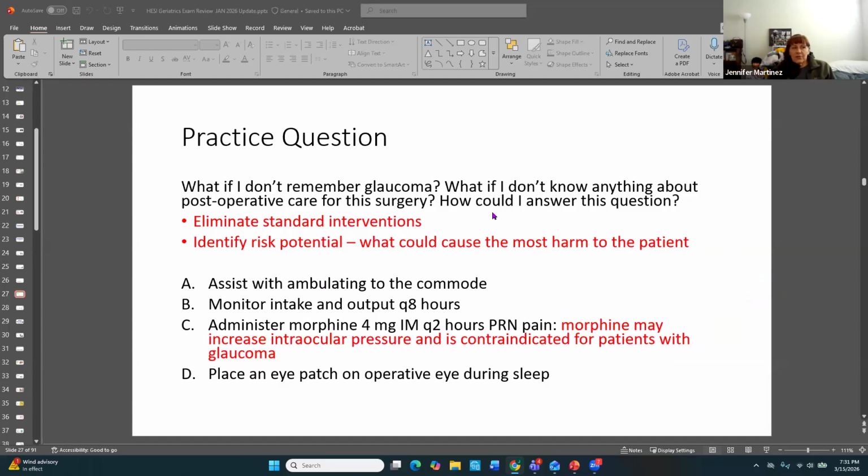But if you don't remember glaucoma, what if I don't know anything about postoperative care for the surgery? How could I answer the question? So eliminate standard interventions and then identify risk. What could cause the most harm to the patient? So morphine can increase intraocular pressure and is contraindicated for patients with glaucoma. So again, they've had eye surgery. We don't want anything that's going to further increase intraocular pressure. Assisting with ambulating to the restroom, monitoring intake and output, placing an eye patch on the operative eye during sleep would all be appropriate interventions.